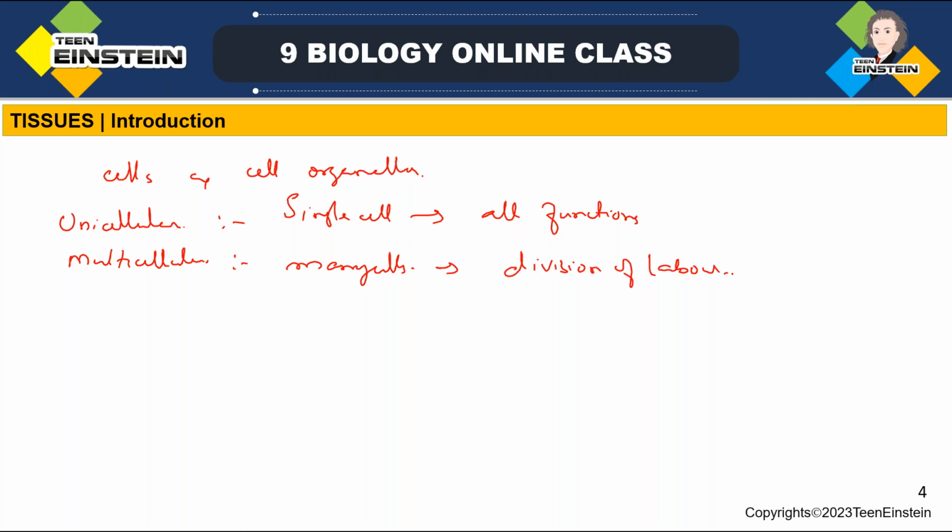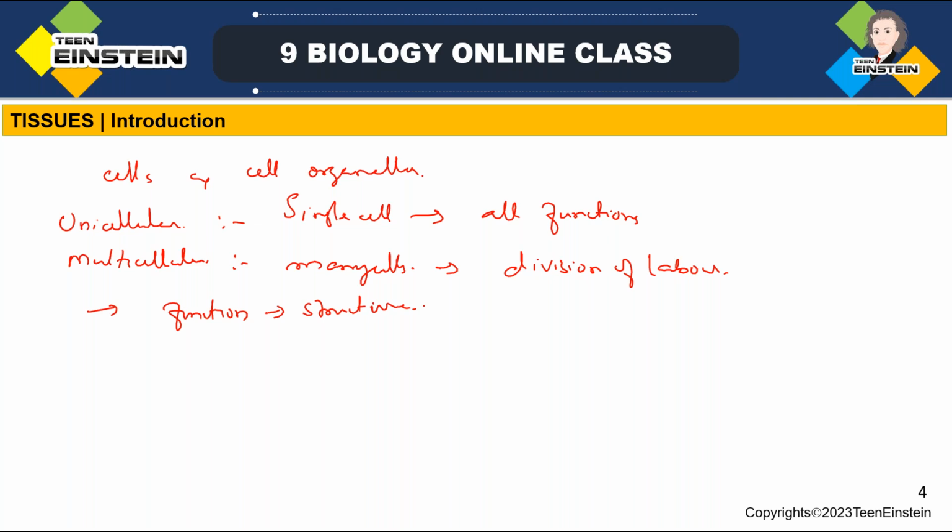Labor means work that is divided. So there is a group of cells which is performing a particular function. A group of cells is called a tissue, and some tissues are assigned to do some work, right? The cells of that tissue, or the group of cells, depend upon the function, right? Based on the function, the structure is designed.